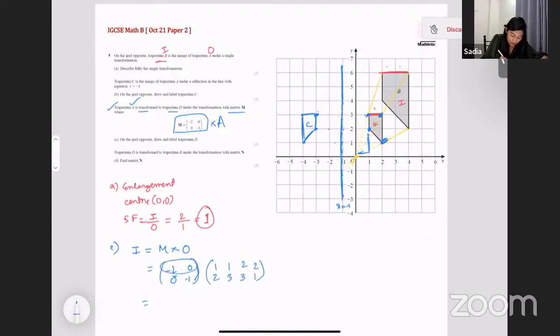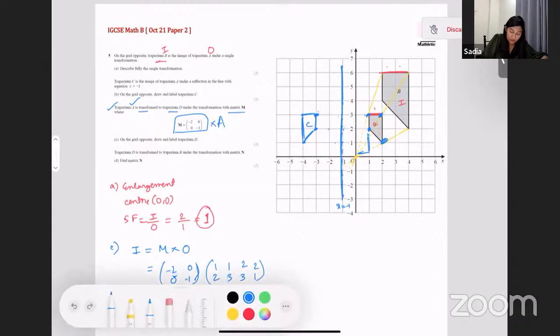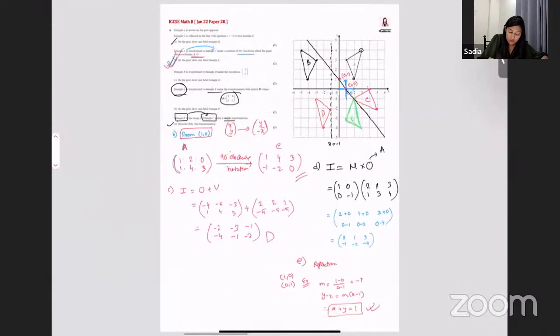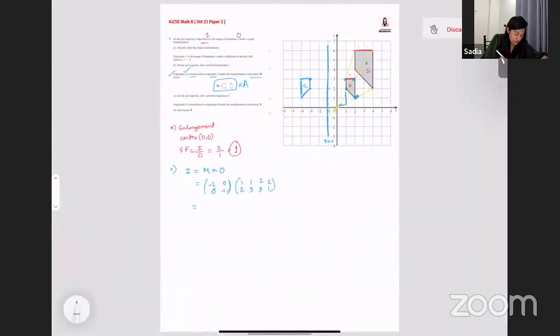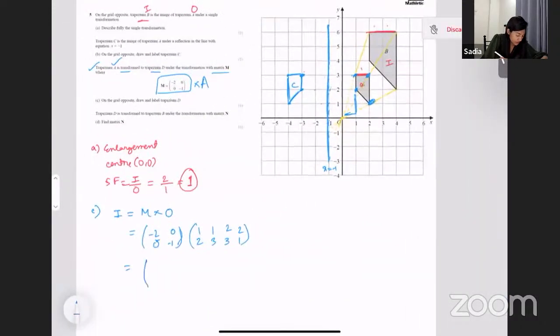Then you just do the row column multiplication, which I have already shown here for part D. So after multiplying this, you will get the final coordinates of trapezium D, which are 2, -2, -2, -3, -4, -3, -4, -1. This is trapezium D.